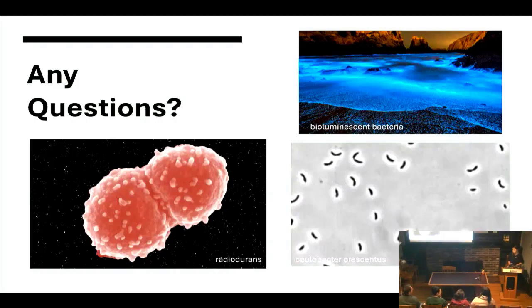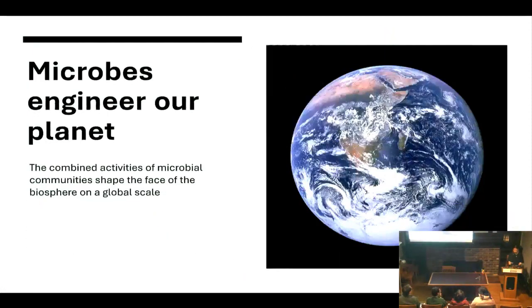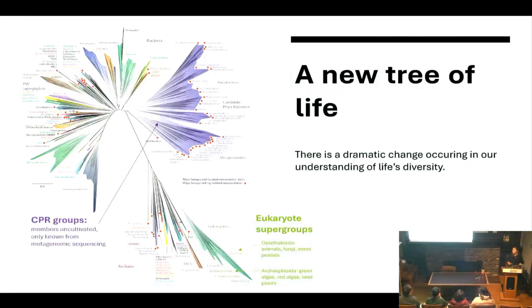Going back to the expanded tree of life and the new metabolic processes we're learning about for life, picking up on the radiodurans, has that changed what we know about the potential for life on other planets or in the solar system? Is that revolutionizing that hunt as well?